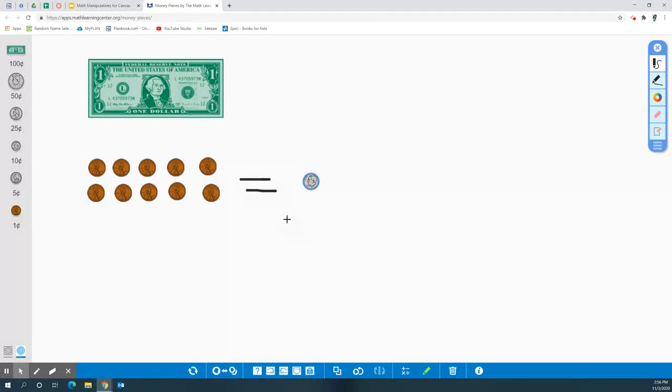So the question is, how many dimes are in $1? Why don't you take a minute and count by tens all the way to 100? Did you get 10 tens are in 100? I sure hope so. If you got 10 tens, that means that there are also 10 dimes in 100, or $1 rather.